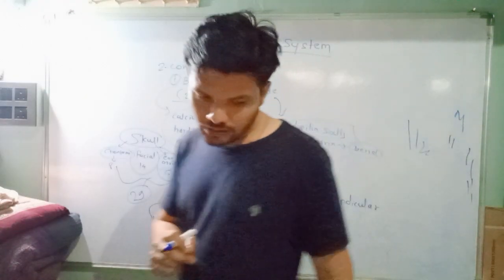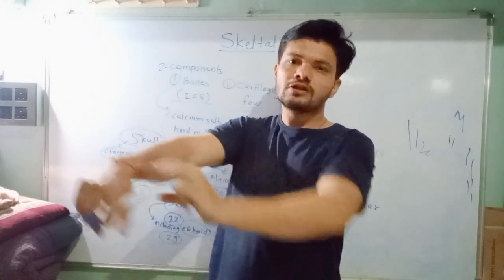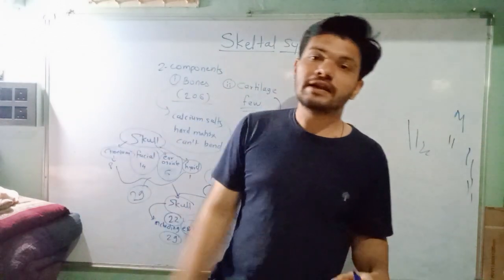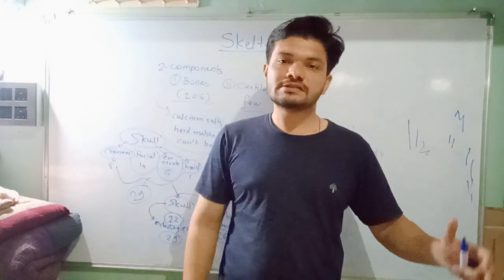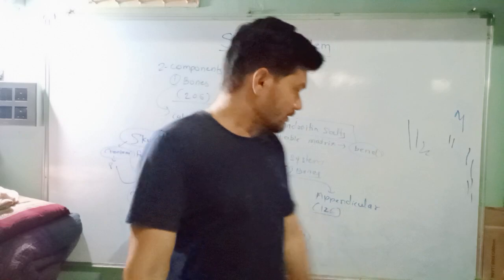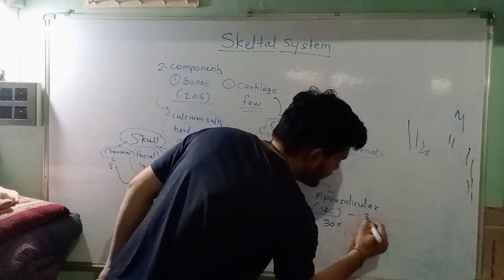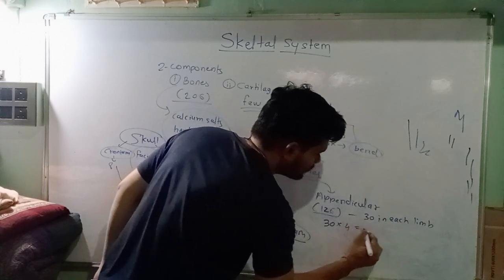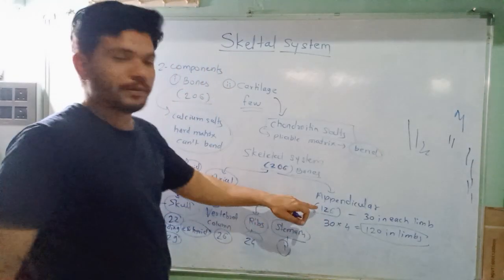Let's come to the appendicular skeleton. Each limb has 30 bones. So my one hand has 30 bones, the other has 30, 30 plus 30, 60. One leg has 30, the other leg has 30. 30, 30, 60. 60 plus 60, how much? 120. So there are 30 in each limb. 30 into 4, 120 in limbs. So total 120, but there are 126 bones present in your appendicular skeleton.